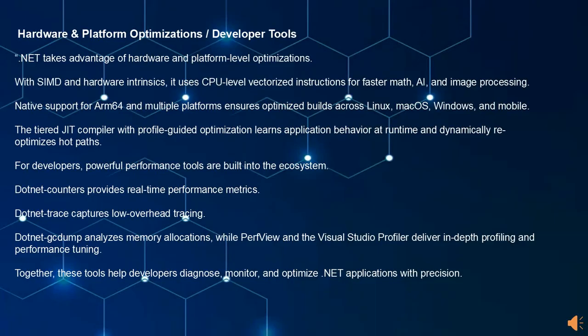For developers, powerful performance tools are built into the ecosystem. dotnet-counters provides real-time performance metrics. dotnet-trace captures low-overhead tracing. dotnet-gcdump analyzes memory allocations, while PerfView and the Visual Studio Profiler deliver in-depth profiling and performance tuning. Together, these tools help developers diagnose, monitor, and optimize .NET applications with precision.